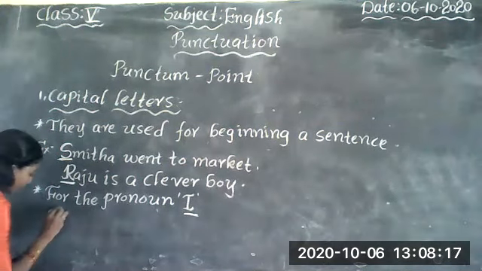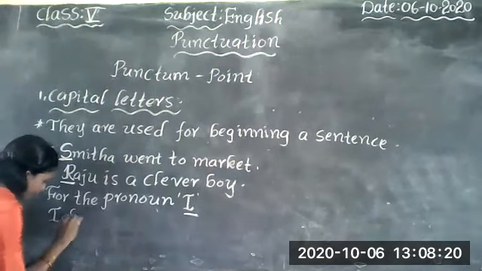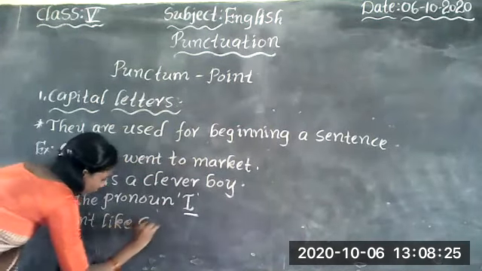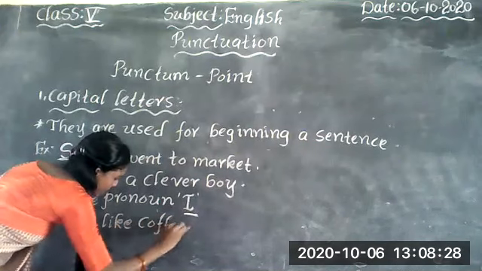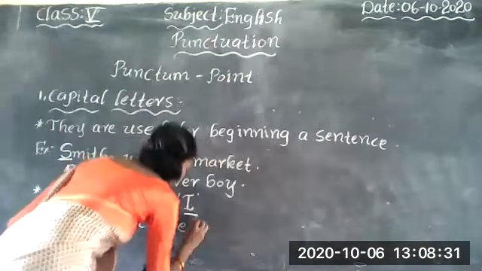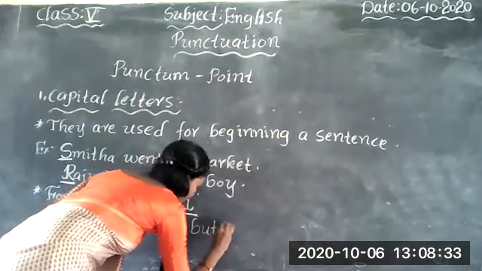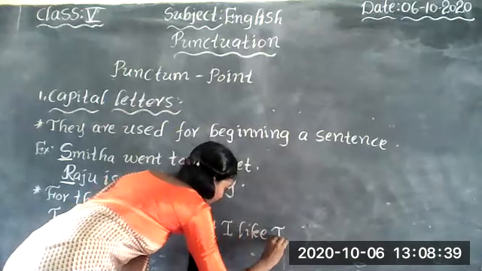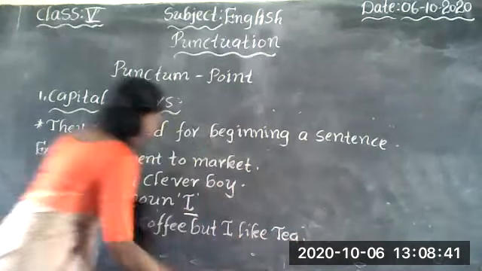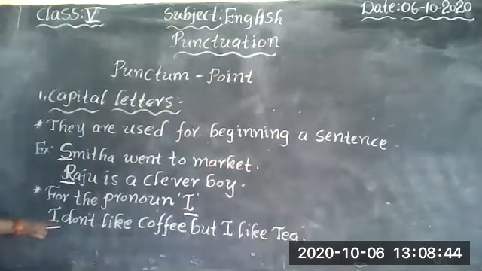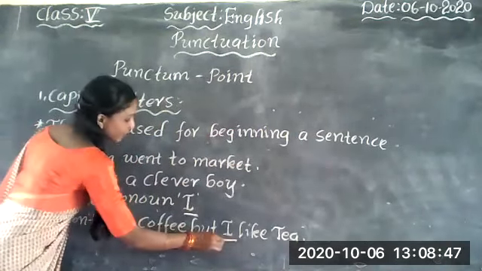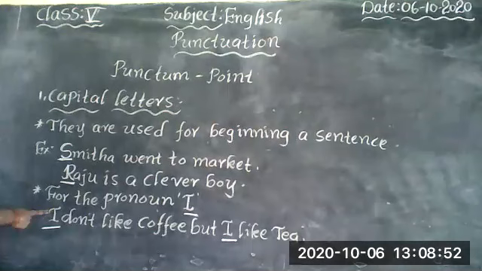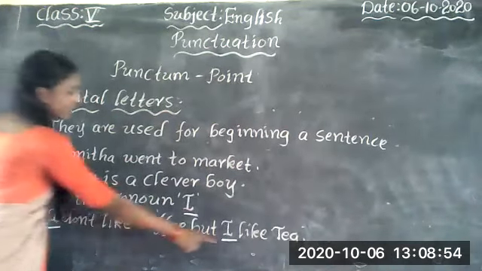I don't like coffee. But I like tea. See here, the first letter, this is the pronoun I. And here also I used I. So whenever we are writing the pronoun I, that should be capital. I we must write in capital letters. Okay.